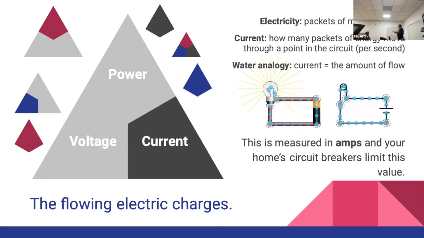And as they are moving through the circuit, current is what describes how many of them are moving in a given amount of time. So high current means that lots of bits of energy are moving through the circuit. Low current means that only a few bits of energy are moving through the circuit.